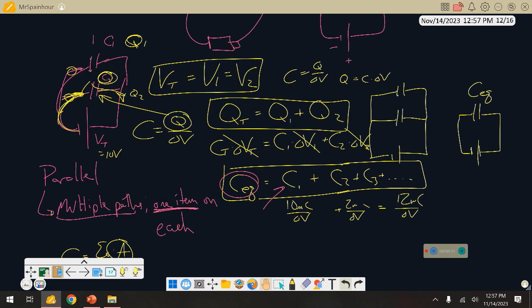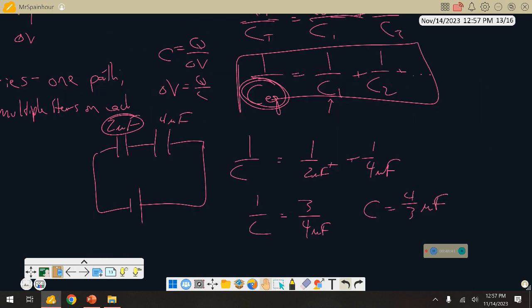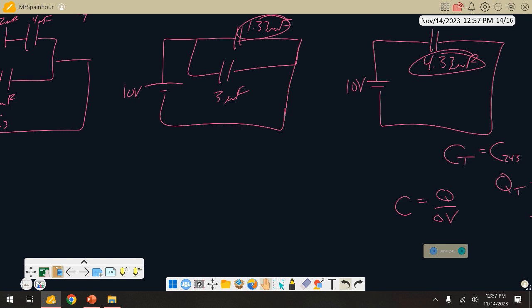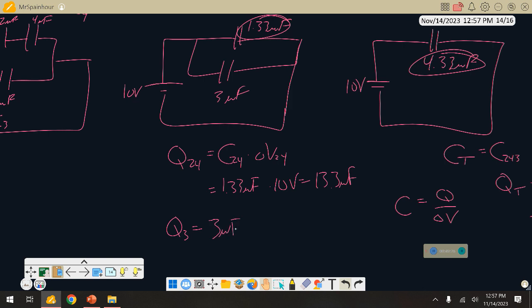Voltage. So, do I know the voltage across that guy? What is it? 10. So do I know the voltage for both of these? It's 10. So can I find the charge on both of those? Yes. To find this one, the charge on 2,4 is equal to the capacitance of 2,4 times the voltage of 2,4, or 1.33 microfarad times 10 volts, 13.3 microcoulombs. The charge on the 3 is simply equal to the 3 microfarad times 10 volts is equal to 30 microcoulombs.